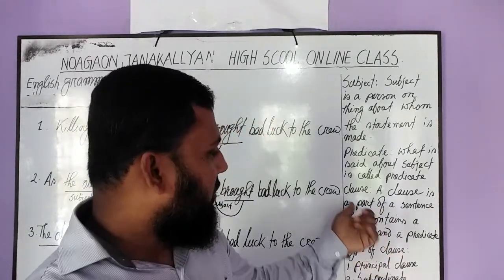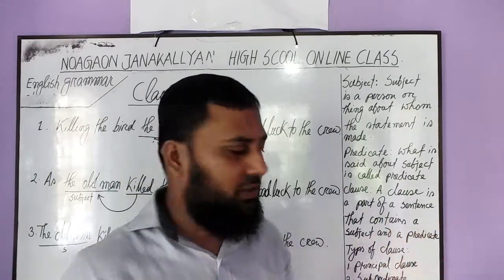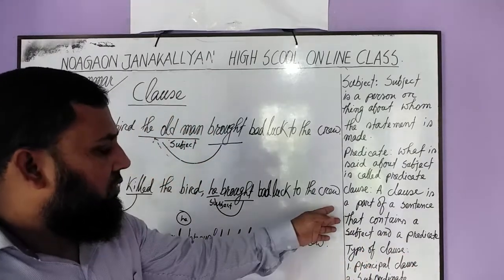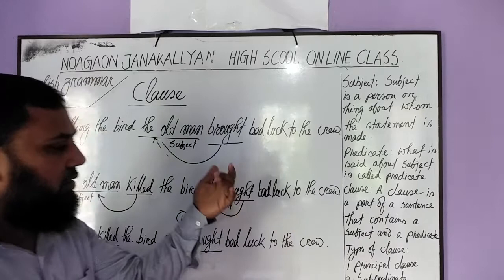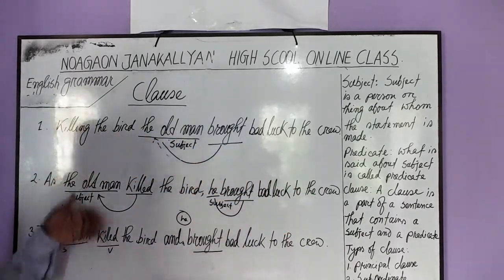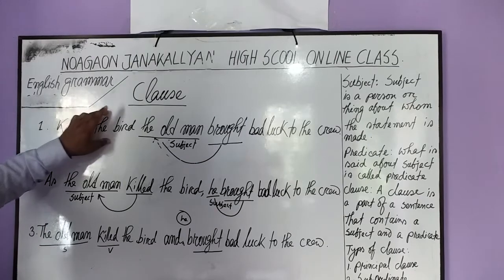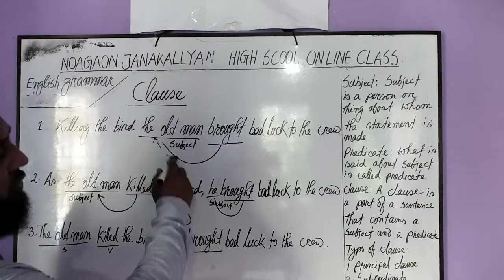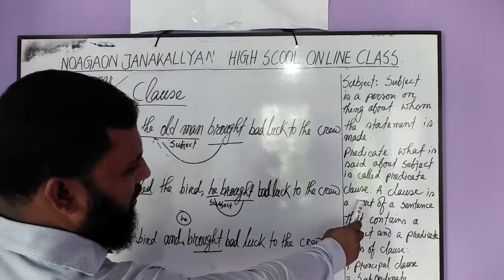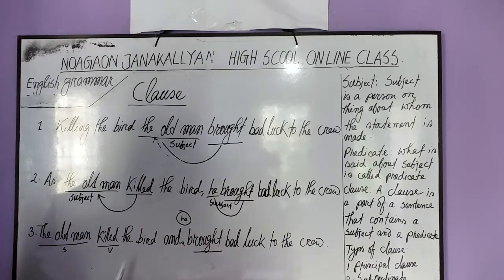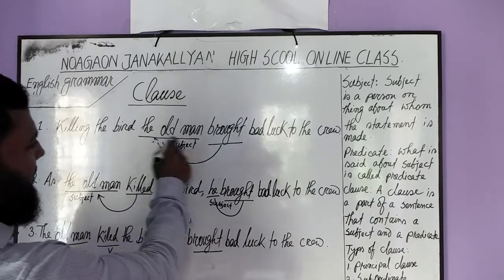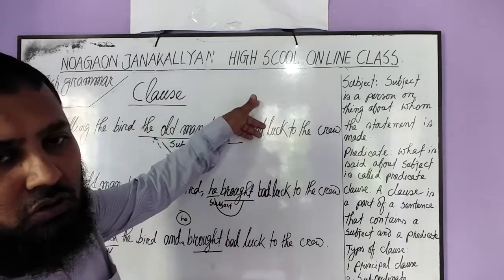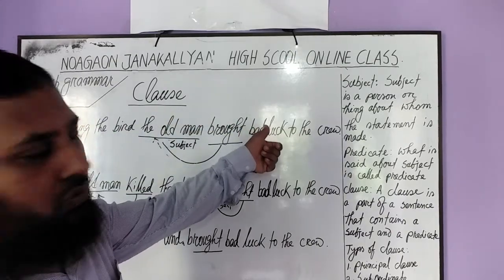Sometimes a clause is a total sentence and sometimes it's a part of a sentence. So again, look at these three sentences. Killing the bird, the old man brought bad luck to the crew. Here, according to the definition of clause, we can see that there is a subject and a predicate, so it's a clause. The total sentence is a clause.